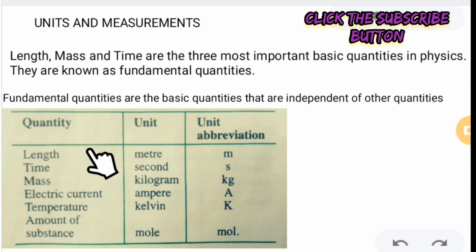Then I listed some others that are also fundamental quantities. That is the electric current. We know the unit is ampere and the abbreviation is A. For temperature, the unit is Kelvin, and the abbreviation is K. For the amount of substance, the unit is mole, and the abbreviation is just mol.